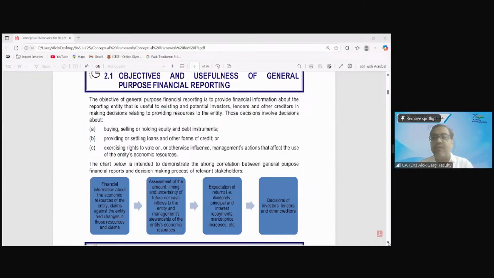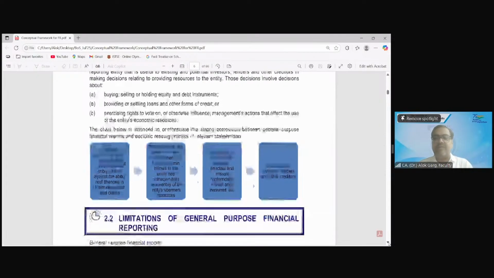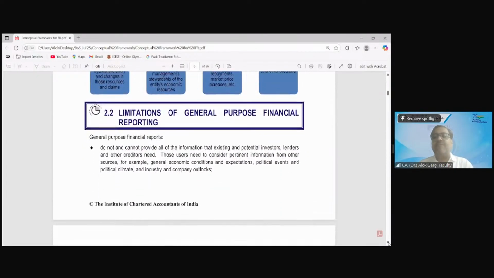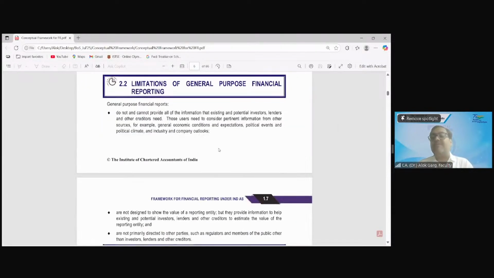To provide useful, meaningful information to the investor, lender, and creditor in taking decisions. Okay. What is the limitation of general purpose financial reporting? This general purpose financial reporting is giving past information. In general purpose financial statements, they are not providing you the forward looking information.